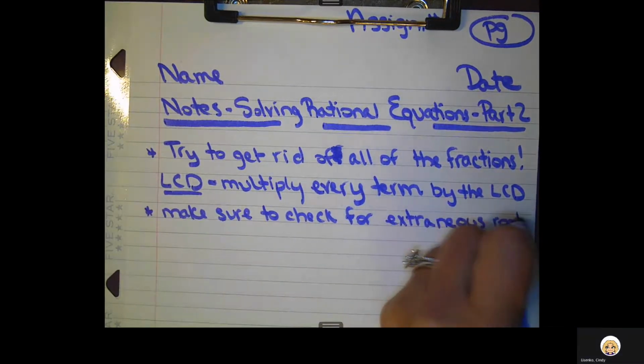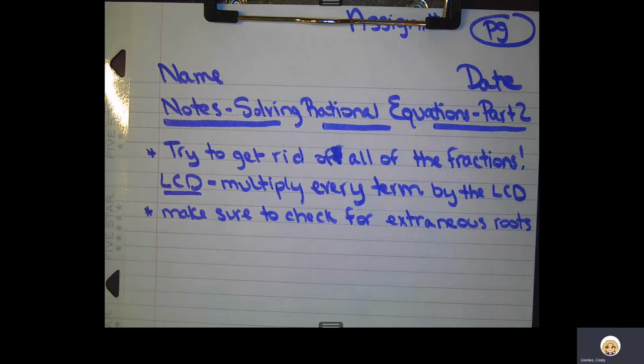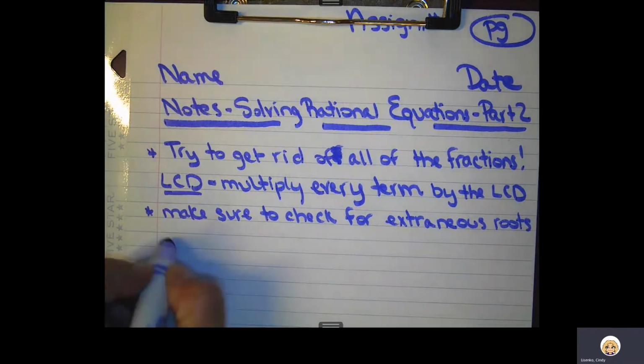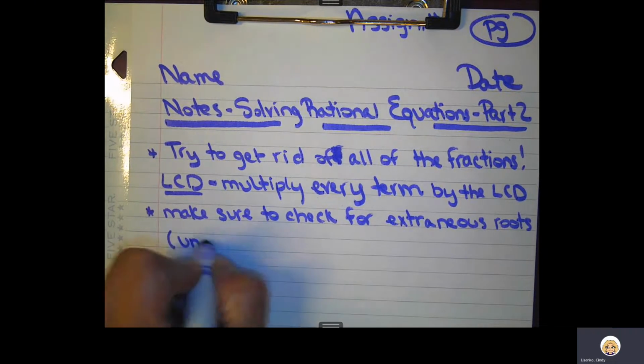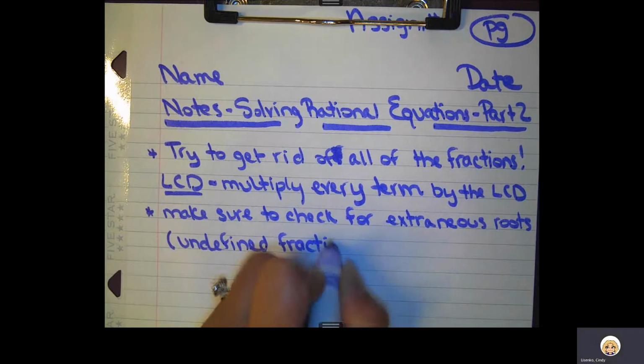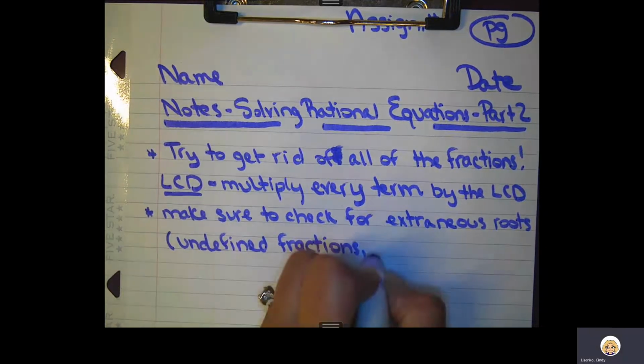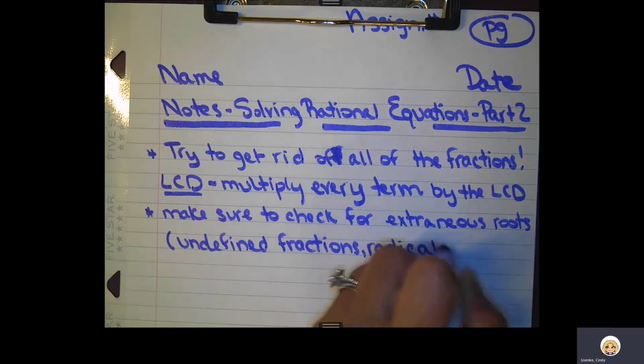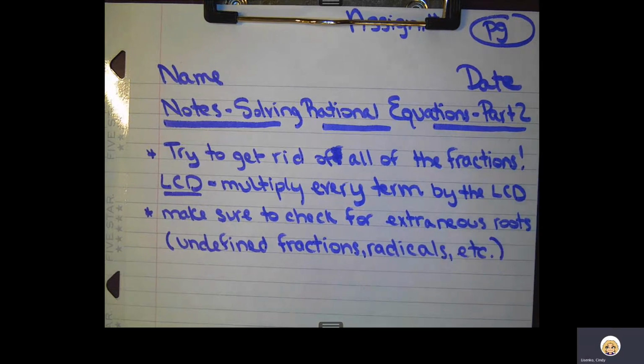And what that means is you are looking for answers that will make a fraction undefined, where the denominator equals 0, or a radical won't work, or a square won't work. So I'm just going to put in parentheses here, undefined fractions, radicals, etc. And we'll be checking those in our calculator today. You're going to see that some of the answers won't work. So our directions, we're going to do two examples here.